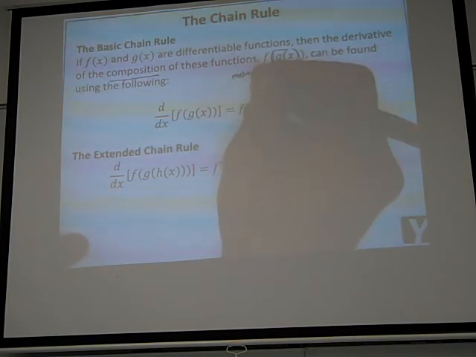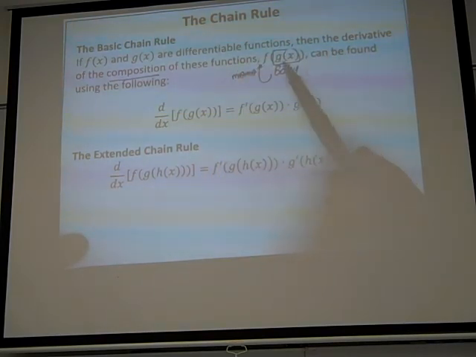That's the mama. The way you take the derivative of f of g of x, we take the derivative of the mama, so f prime, and we leave the baby alone, times the derivative of the baby. You might want to say that a couple of times to yourself. It's the derivative of the mama, and you leave the baby alone, times the derivative of the baby.